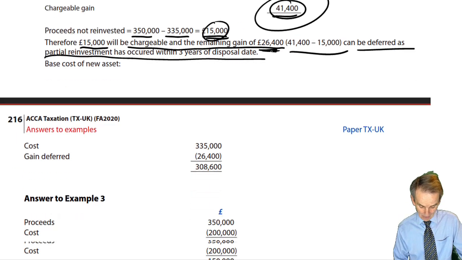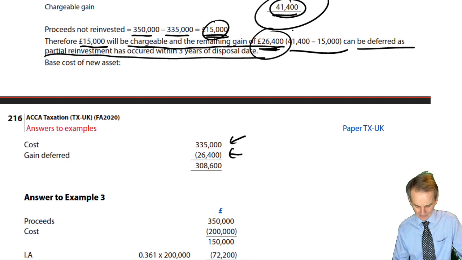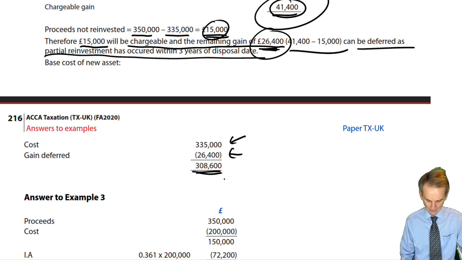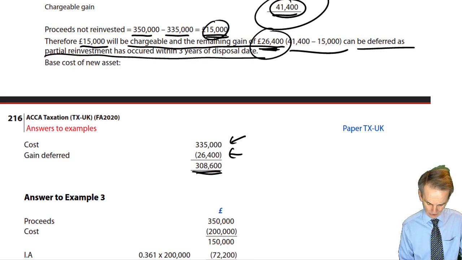Okay, in terms of the base cost of this newly acquired asset, it was 335, but we've got £26,400 of the gain capable of being deferred, reducing that base cost for purposes of a future disposal down to 308,600. Again, calculator permitting there. Check that out, please.